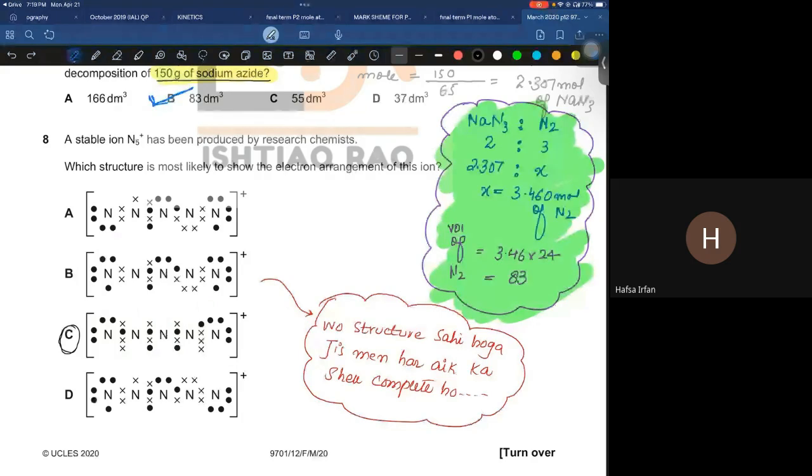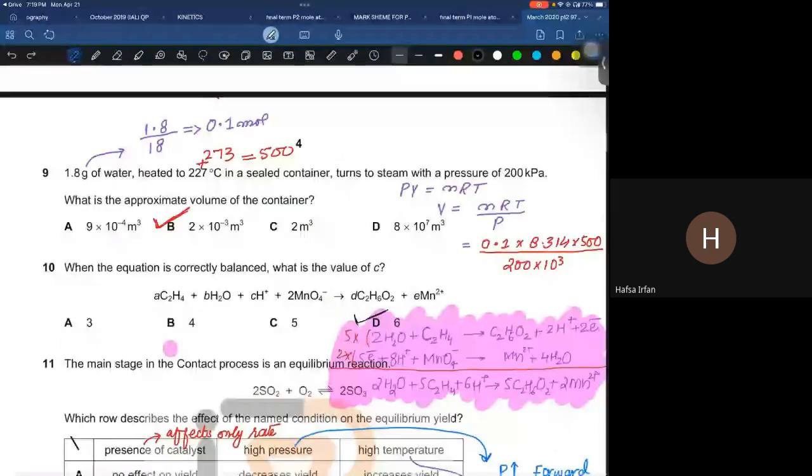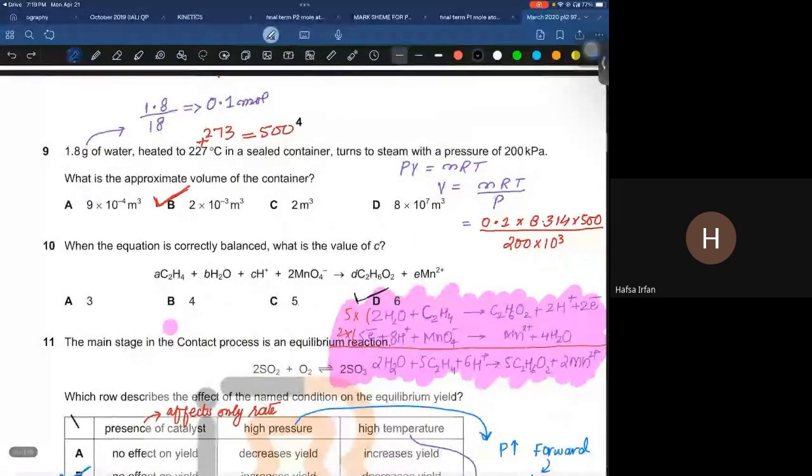Okay. Question number 9. 1.8 grams of water heated to 227 degrees Celsius in a sealed container turns to steam with a pressure of 200 kilopascal. What is the approximate volume of the container? Okay. So you are supposed to convert the degree Celsius into Kelvin. So I'm supposed to add 273 to this. I would be getting 500 Kelvin. You have to find out the moles of water. Mr of water is 18, so 1.8 over 18 would be equal to 0.1 mole.